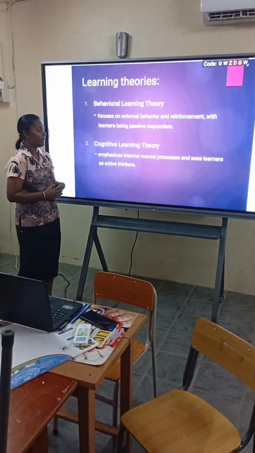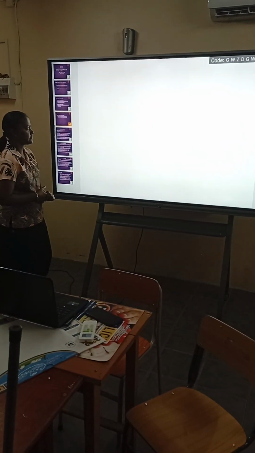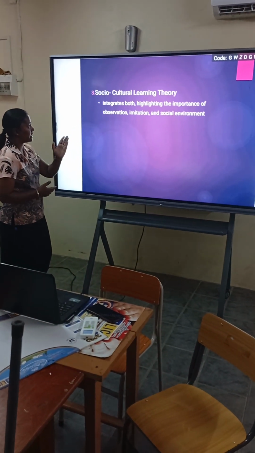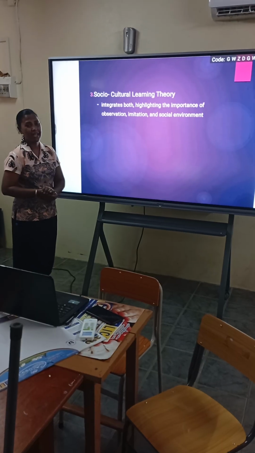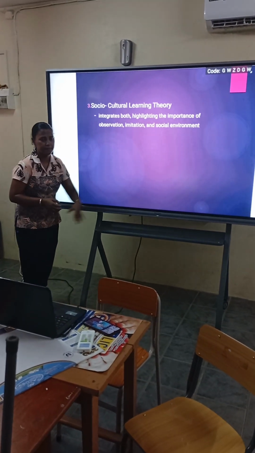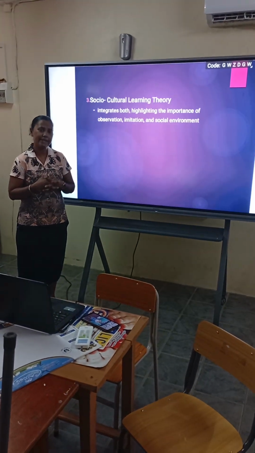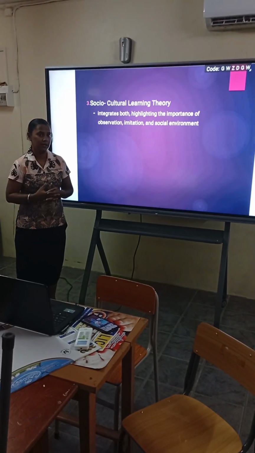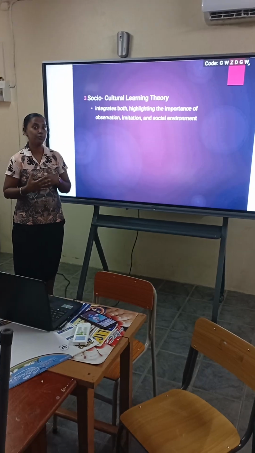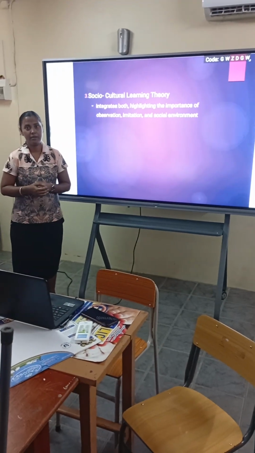Moving further on, we have the last theory, and that is the socio-cultural learning theory. Social learning, cultural learning theory. Now this integrates both, highlighting the importance of observation, imitation and social environment. In this, when students come together and interact with each other, they learn more. This can be in terms of peer tutoring, peer learning, right? Students sometimes learn better from their peers than from their teachers, right?